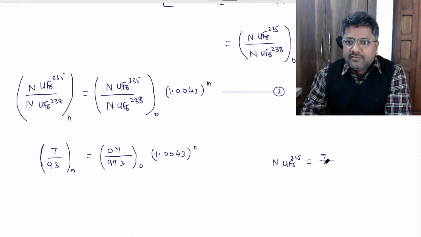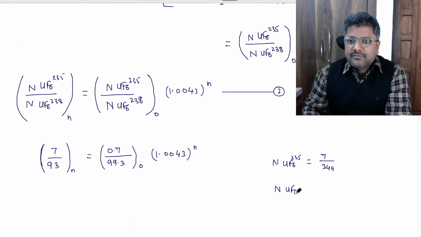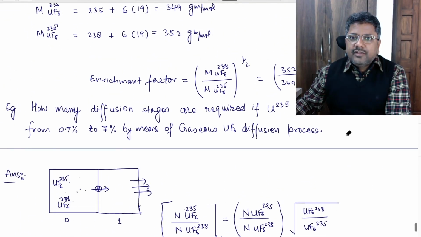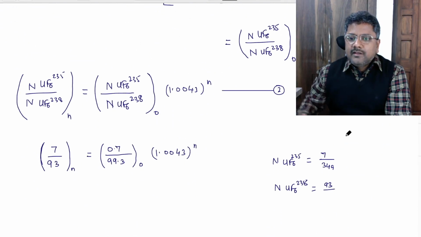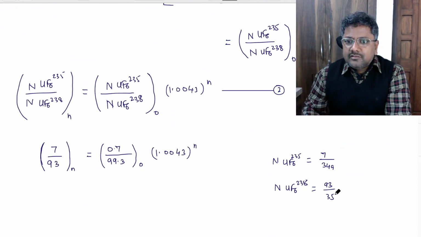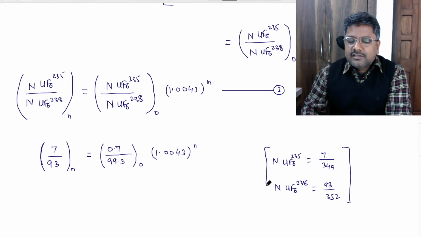7 by 349, and this n of UF6-238 is equal to 93 by 352. So this is after n stages.